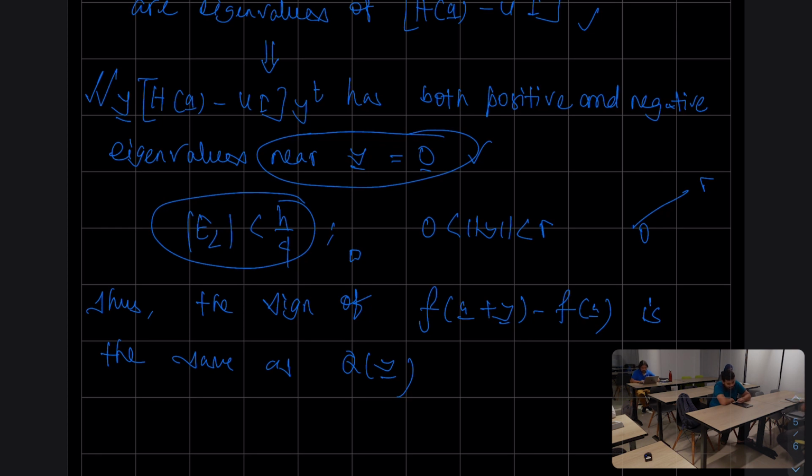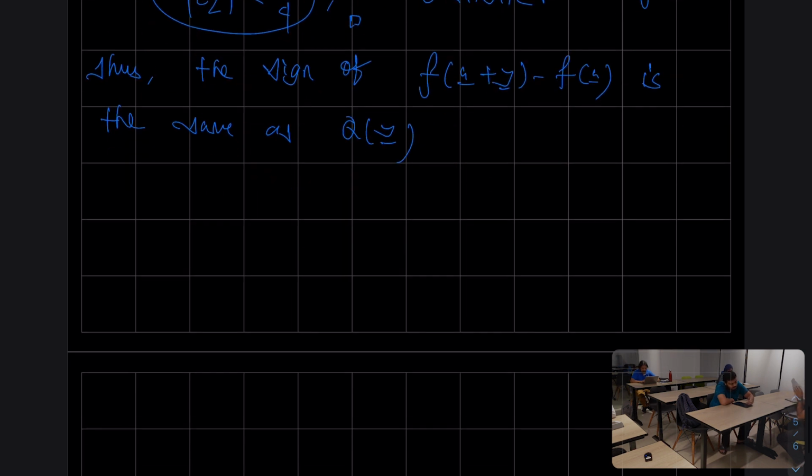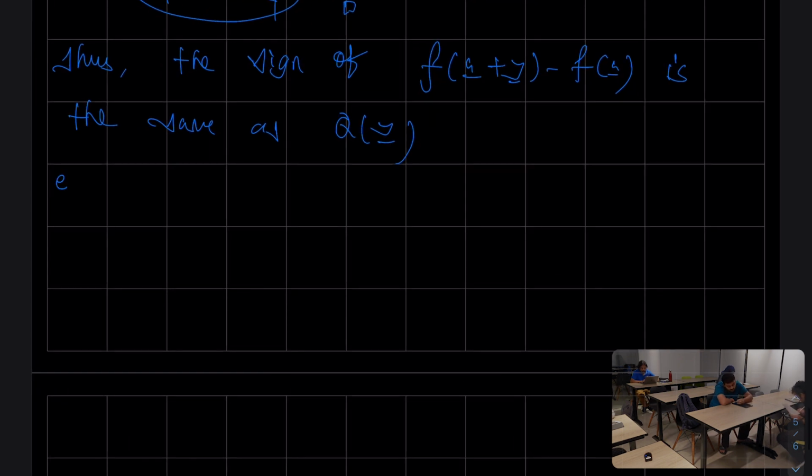So we are done with this theorem. Now we will look at an example. And the example is the least squares method.